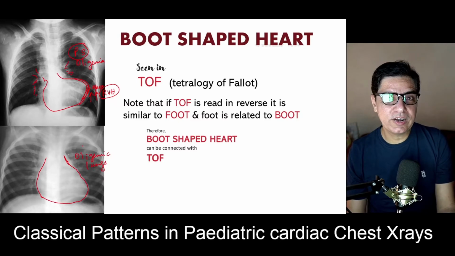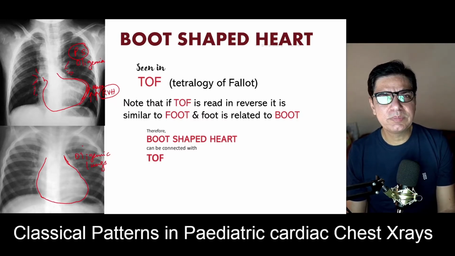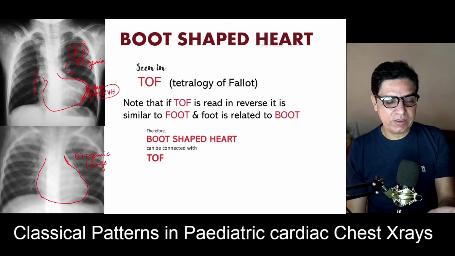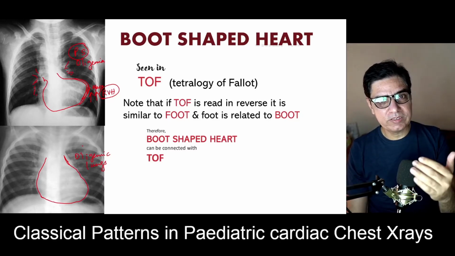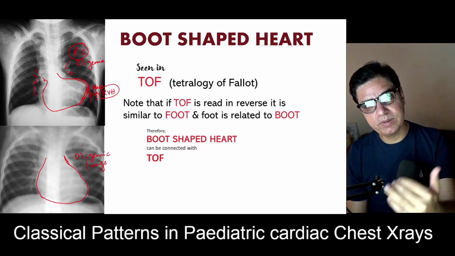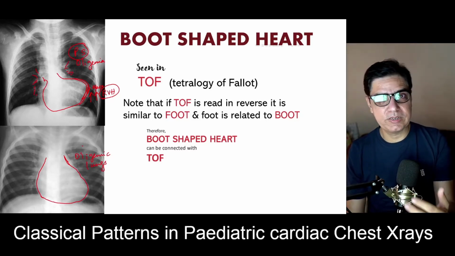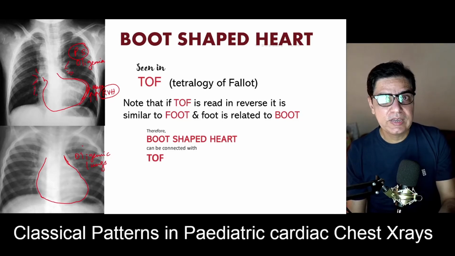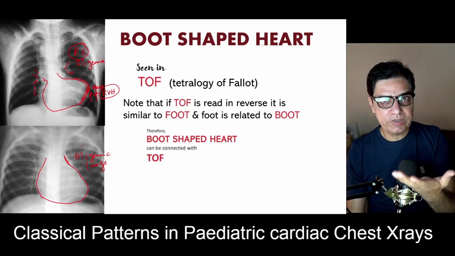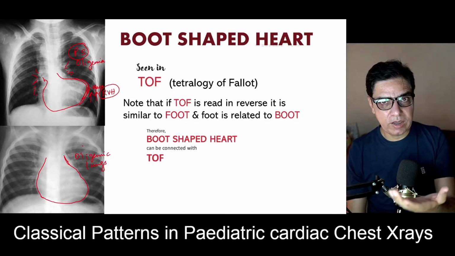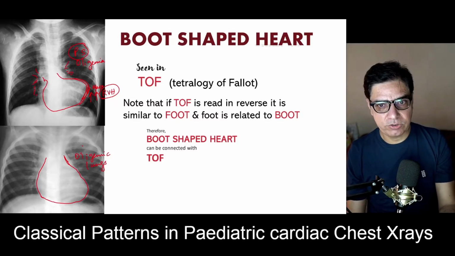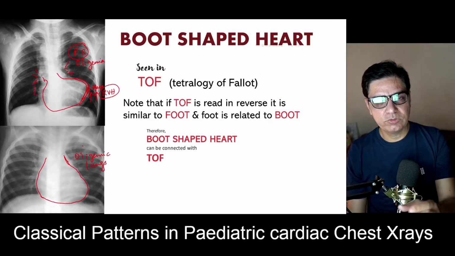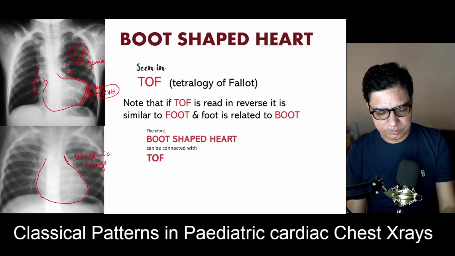But even if it is not the characteristic boot-shaped heart, it might be something looking like a boot. This is because of right ventricular hypertrophy that lifts the cardiac apex up a bit, because remember, if there is left ventricular hypertrophy, the apex would be displaced downwards and outwards. But if there is right ventricular hypertrophy, then the apex would be lifted up. So if the apex is lifted up with oligemic lung fields, that is tetralogy of Fallot. So TOF is always associated with a boot-shaped heart.